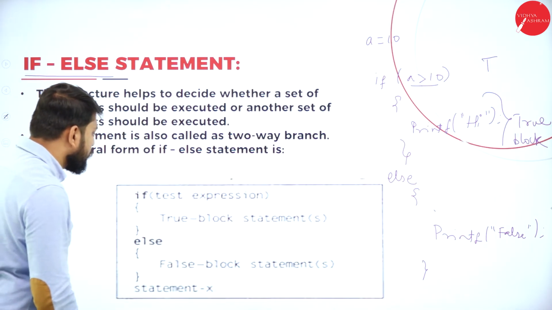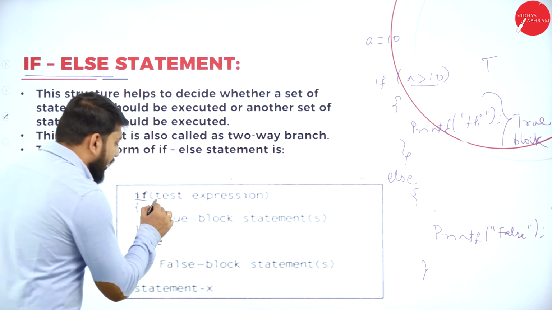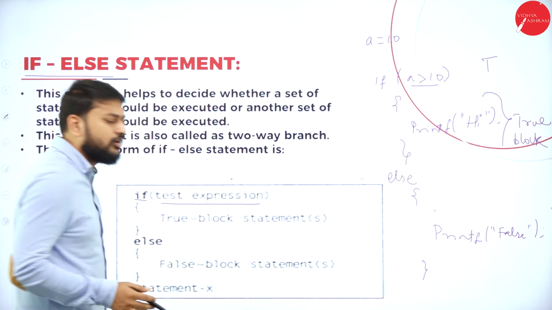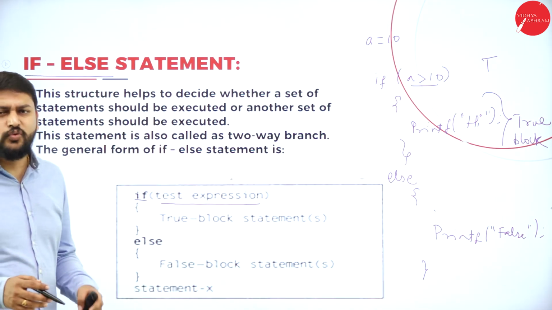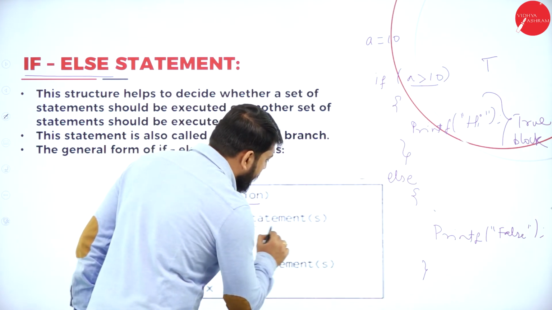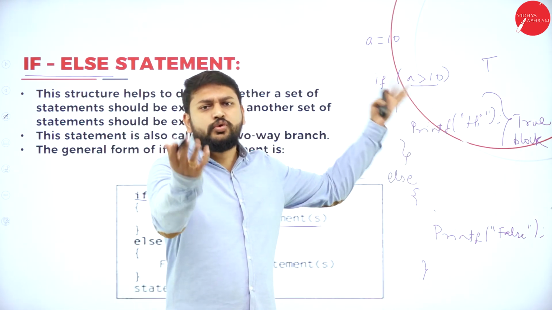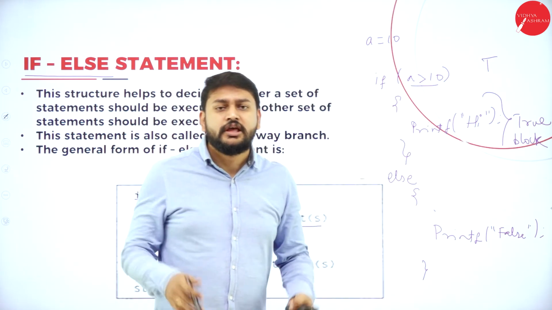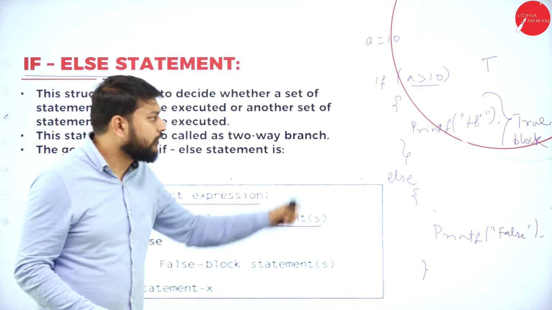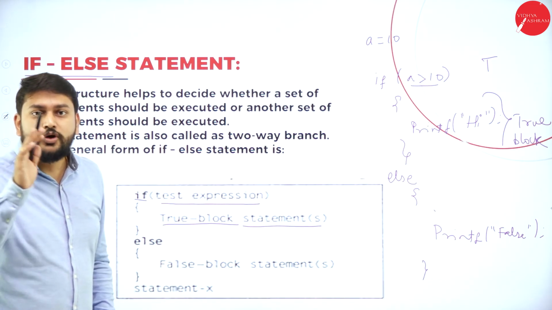The general syntax goes like this. You have the test expression, or the condition, whatever you want to call it. Then I will call this the true block statements. Sir, how many statements can I have? You can have a group of statements, n number of statements, whatever you want to write. But they will be executed only if the condition is true. That's what you need to remember.